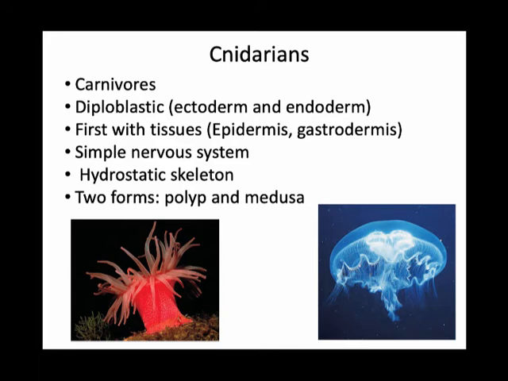They're also diploblastic. They have an ectoderm and an endoderm layer. That endoderm layer is the one that surrounds the gastrovascular cavity, while the ectoderm layer is the outer layer of the organism. They're also the first ones to have tissues, organized cells performing a function. They have a simple nervous system and a hydrostatic skeleton. Here we see the two classic examples of a polyp form and a medusa form.